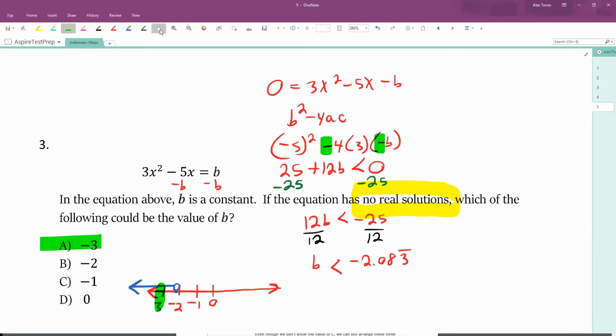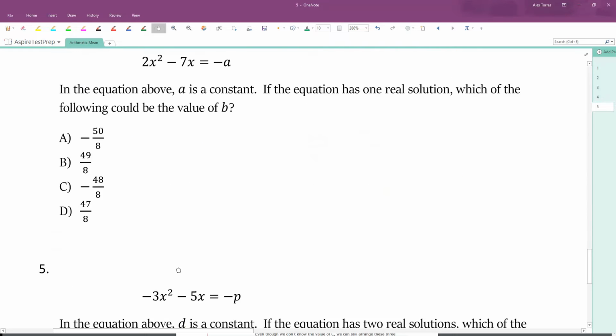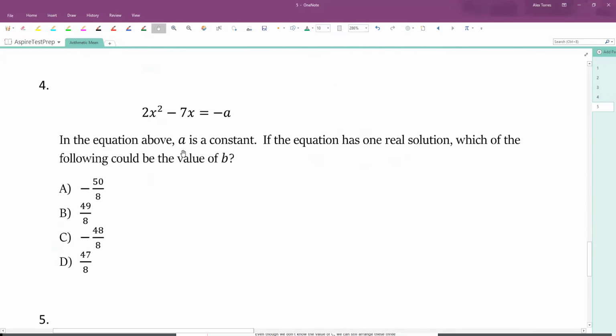Okay, and going over now to question number 4. 2x squared minus 7x equals negative a. So it's a quadratic. We need to go ahead and get one side equal to 0. 2x squared minus 7x plus a equals 0. So we added a to both sides in order to get 0 on one side of the equation.